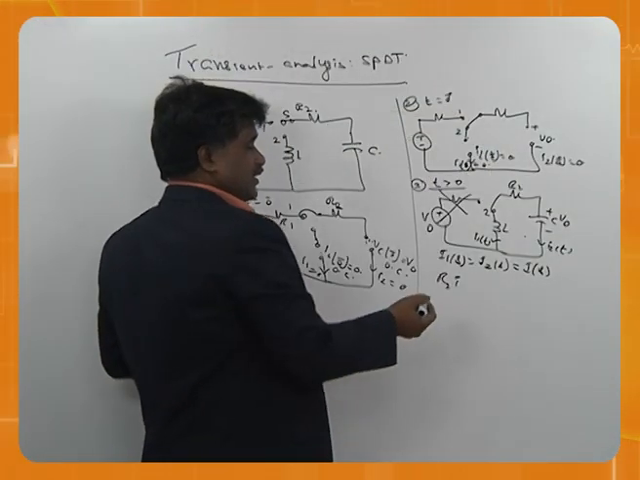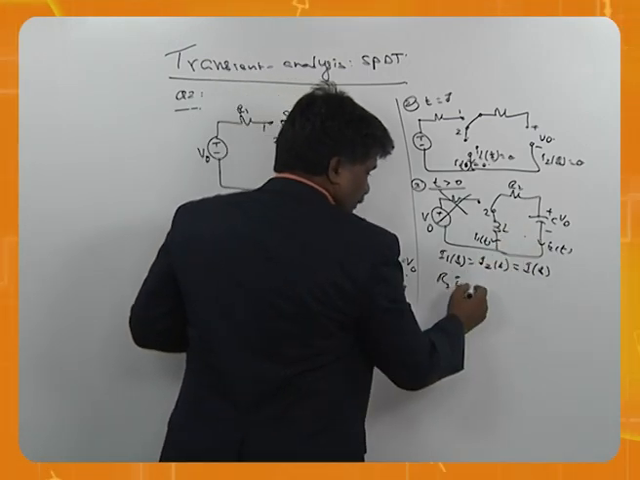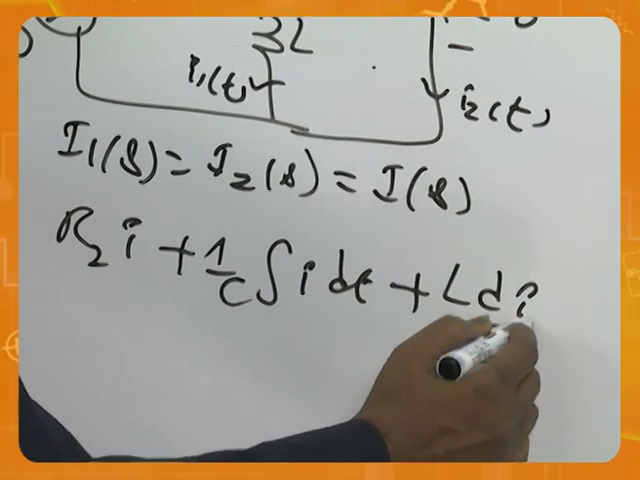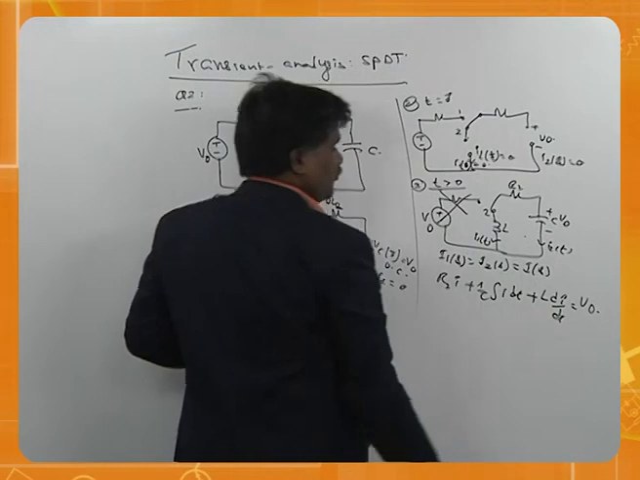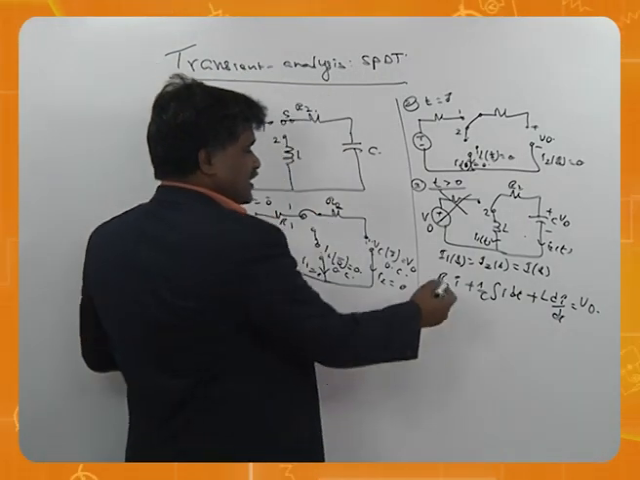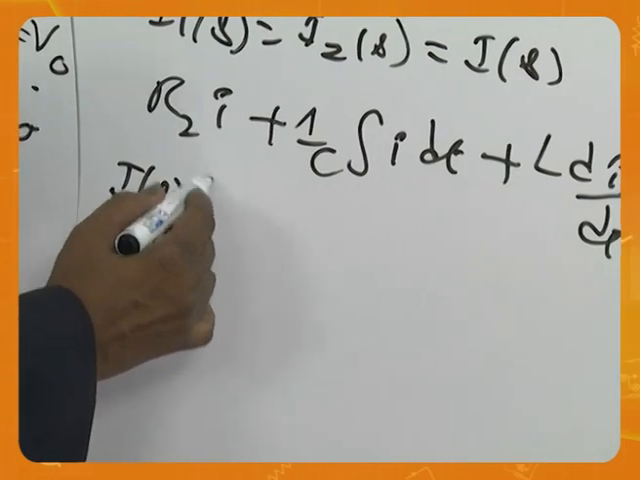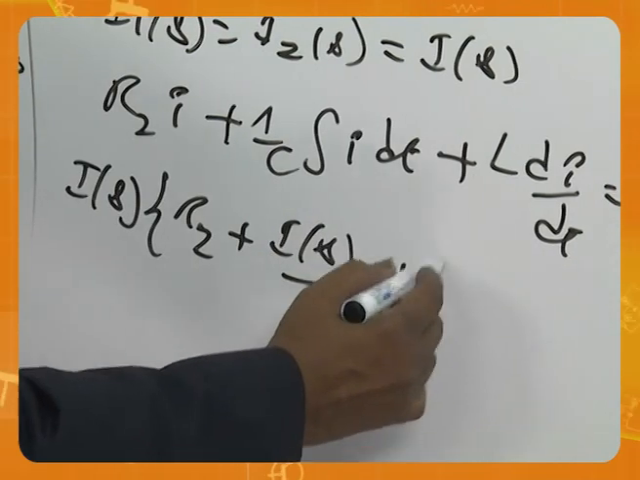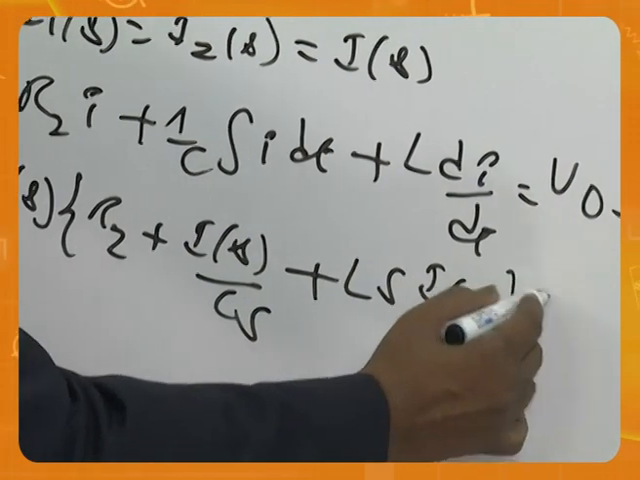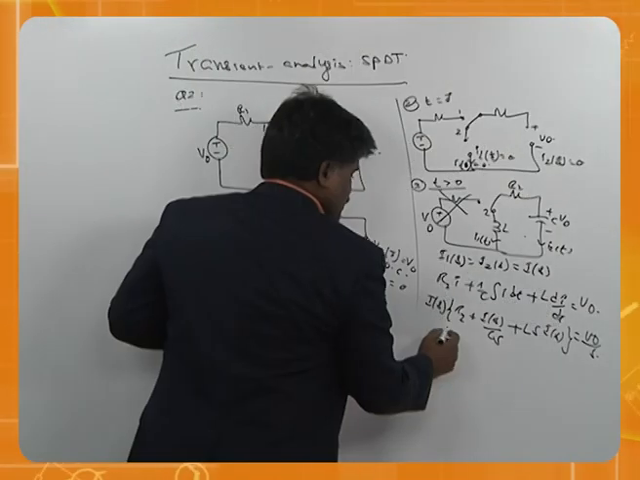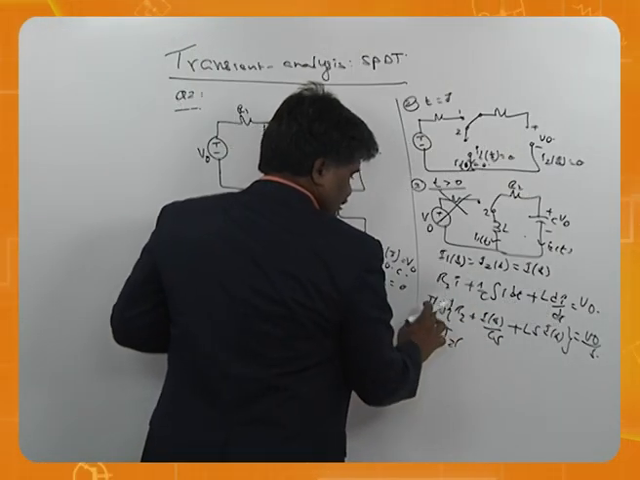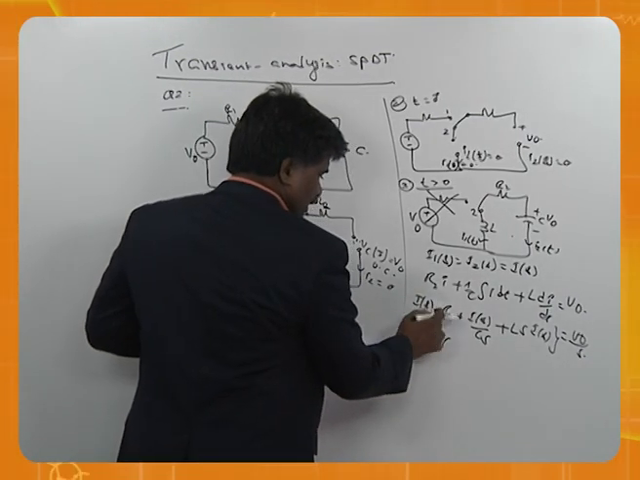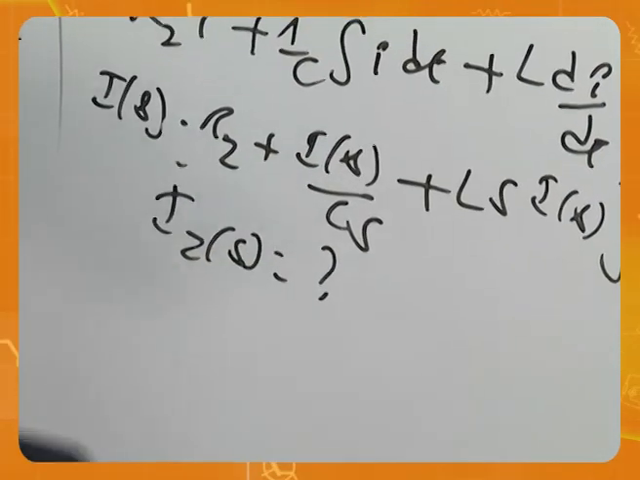I can as well take another thing. So R2 plus 1 over C integral of i dt plus L di by dt is equal to V0. Then take Laplace transform and finish off this job. R2 plus 1 by Cs plus L s, into I(s), is equal to V0 by s. So he is simply asking you to take the bracket, and solve for I(s), that's all.